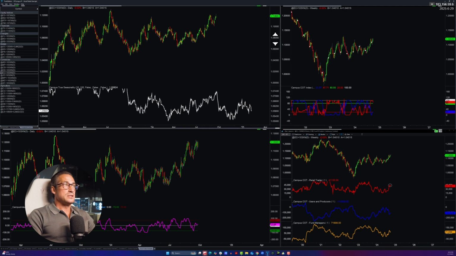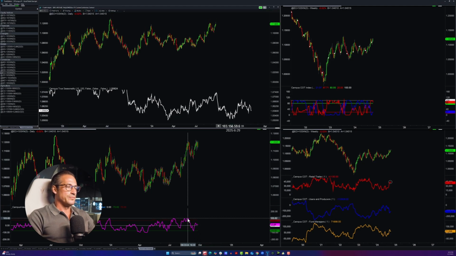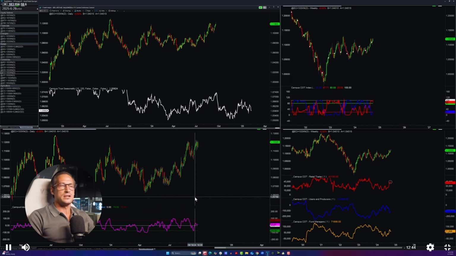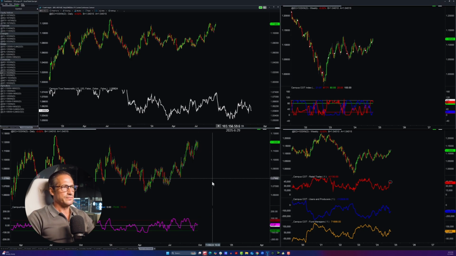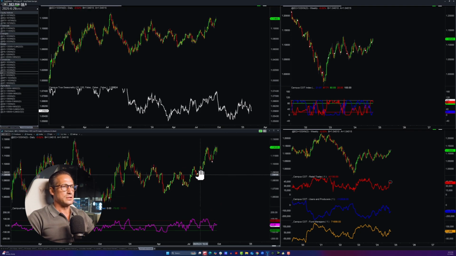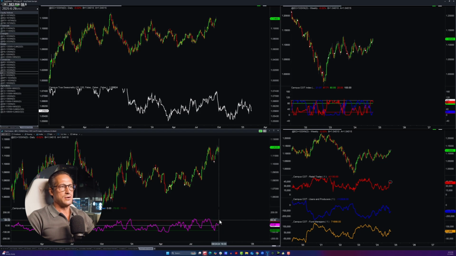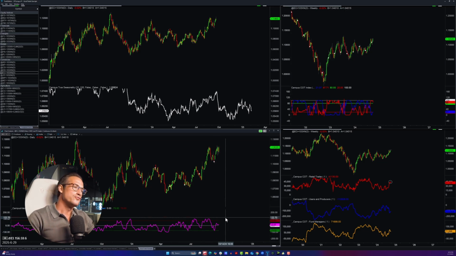Now what about the rest of our tools? Valuation. Now when it comes to valuation, we could look at valuation versus the dollar. We could look at valuation versus interest rates. And we could look at valuation versus gold. In this case, when it comes to currencies, I only want to see valuation versus the dollar. It makes a lot of sense. We're looking at the euro dollar, so I want to see if we are either overvalued or undervalued versus the dollar. And you see here, we are pretty much around the mean. We are not overvalued, but we are also not undervalued, which is okay, which is kind of neutral.